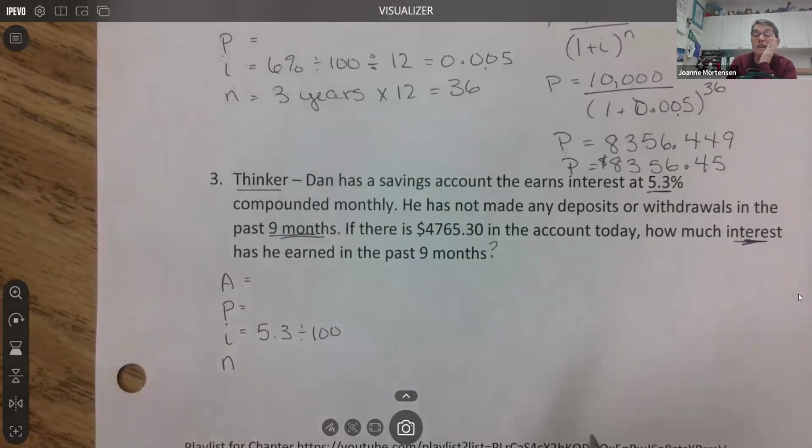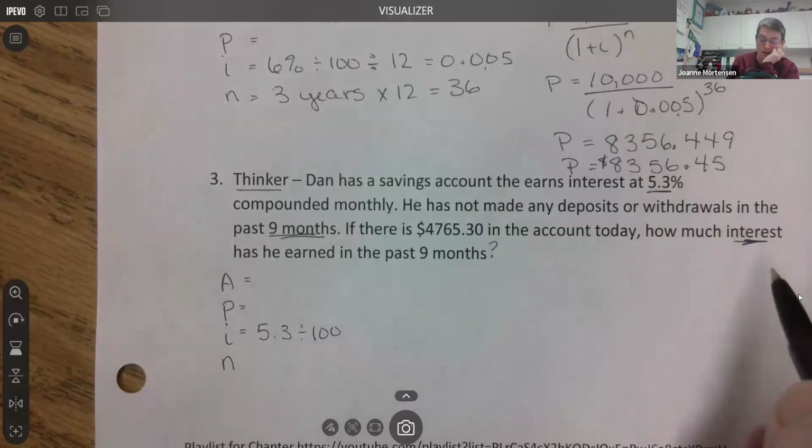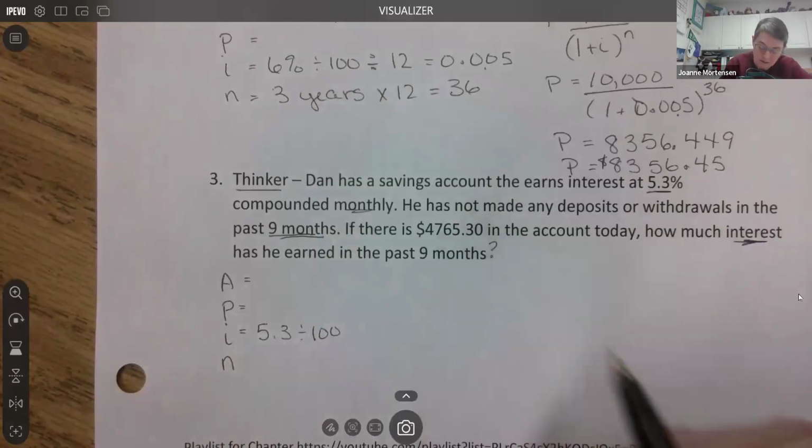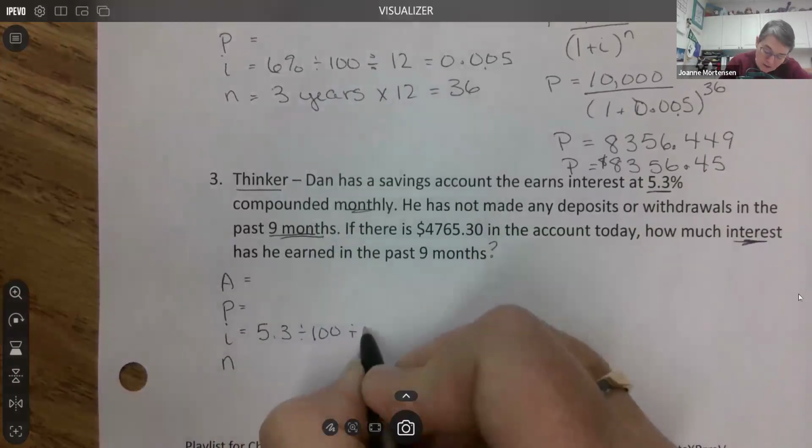Divide by my number of time periods. Yeah, I'm cheating. That's one, make sure. All right. Oh, I'm overthinking. It's monthly. There. Divided by 12.